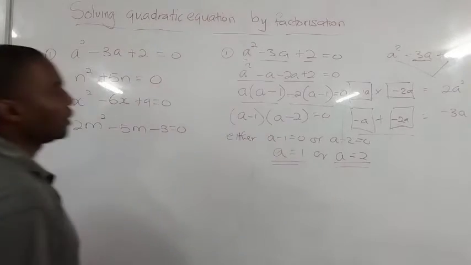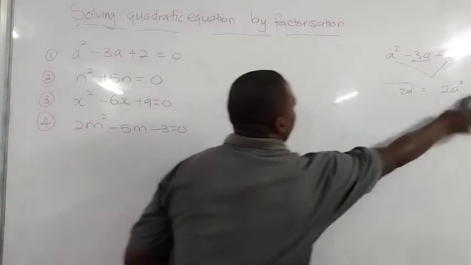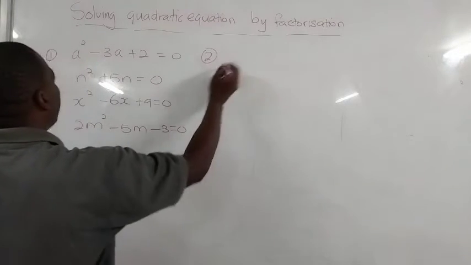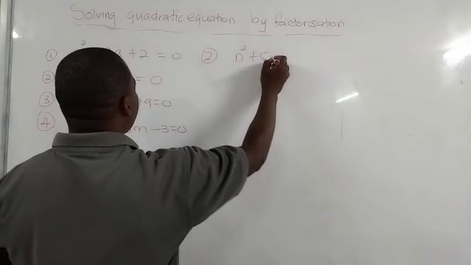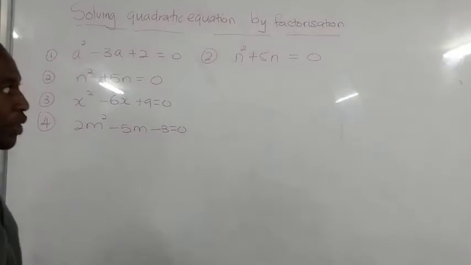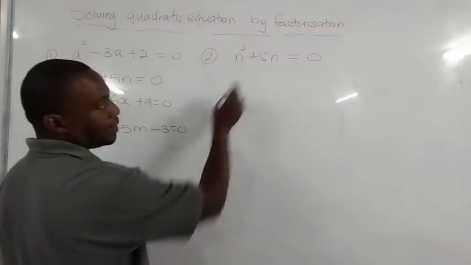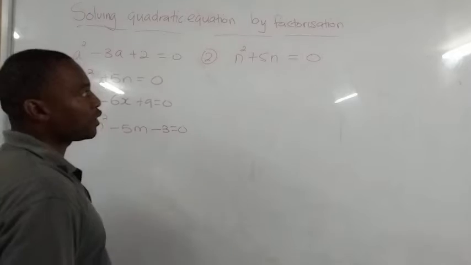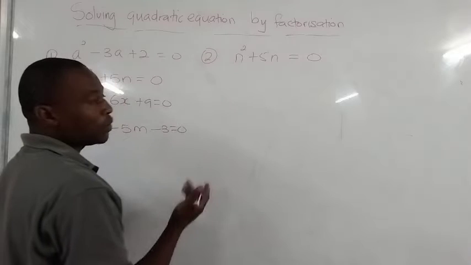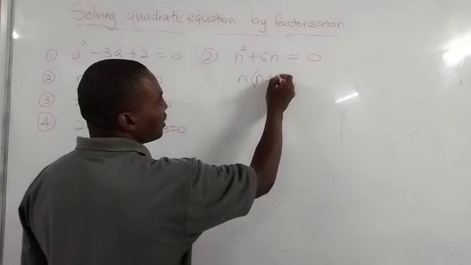Let's move on to the second question. Number 2 is n squared plus 5n is equal to 0. It is still a quadratic equation, although you don't have the third term. So in a case like this, you go straight to do factorization. It's not a long process. That means you look at the terms. What you have common there is n. So you factor out n, you remain with n plus 5.